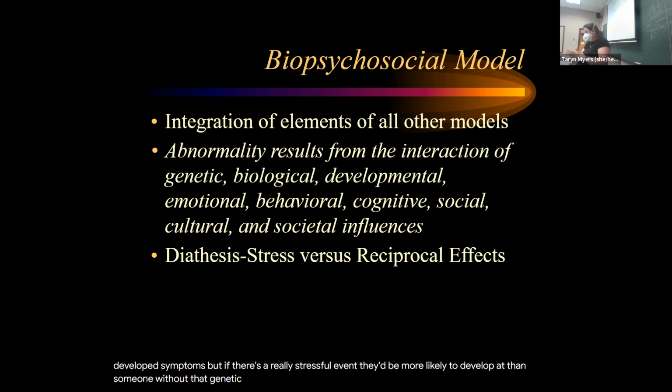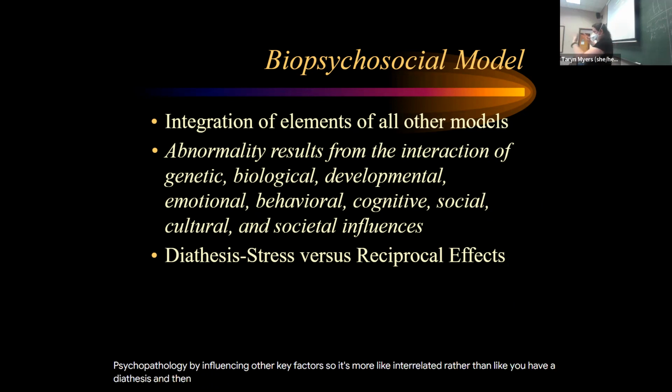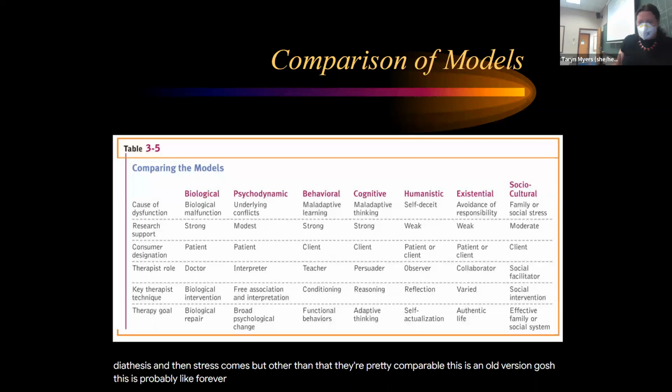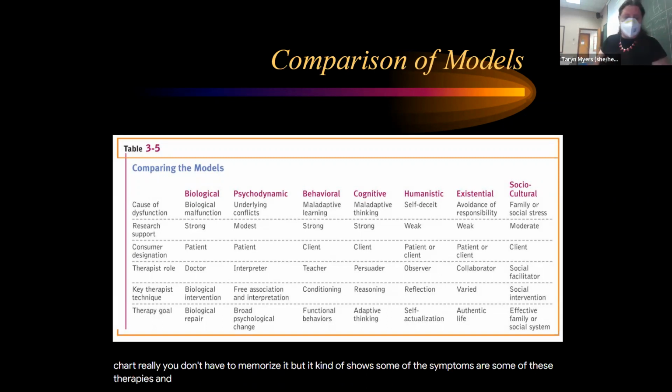But if there's a really stressful event, they'd be more likely to develop it than someone without that genetic propensity. The reciprocal effects idea just says that some key factors produce psychopathology by influencing other key factors. So it's more interrelated, rather than you have a diathesis and then stress comes. Other than that, they're pretty comparable. This is an old version, probably four versions of your book ago, but it's still a nice little chart. You don't have to memorize it, but it shows some of these therapies and theories, how they think about the cause of the dysfunction, and what the therapist does.